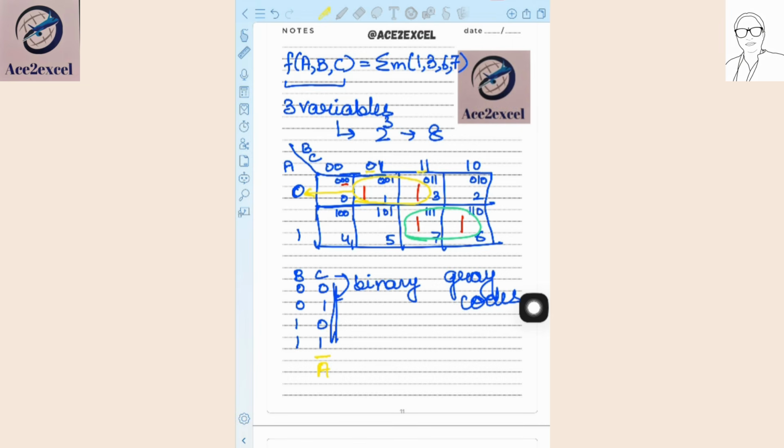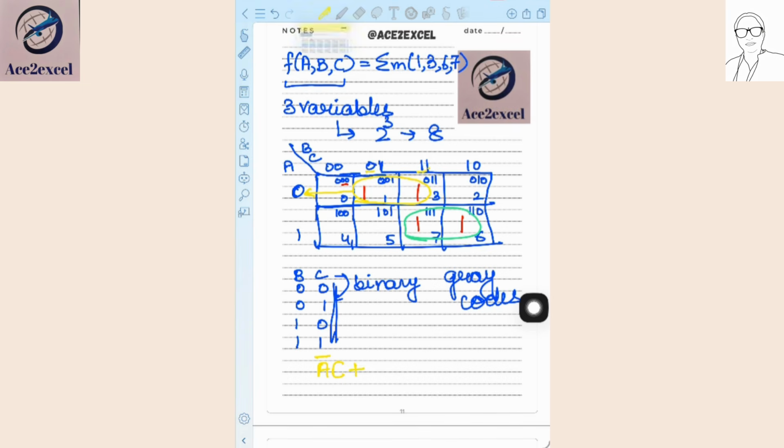Is B same? In the first cell B is 0, in the second cell B is 1. So B is not same. Talk about C. Is C same? In the first cell C is 1, in the second cell C is again 1. C is same and C has numerical value 1. So the value of the first yellow color group will be A bar C.